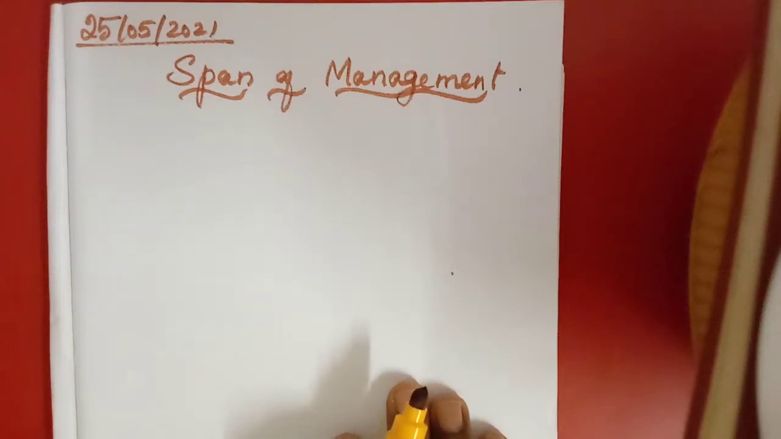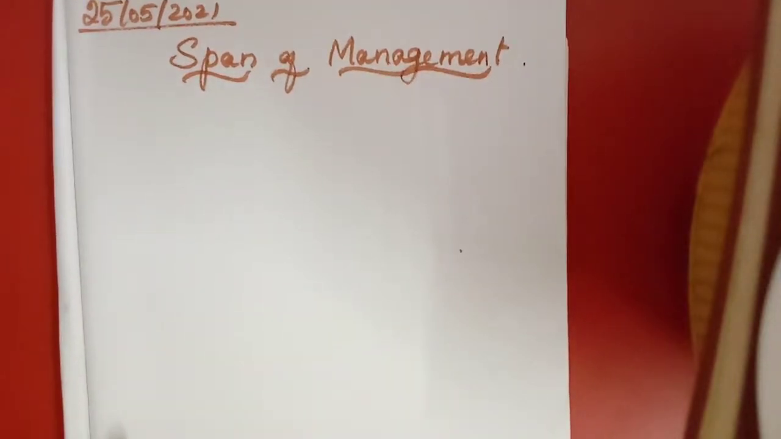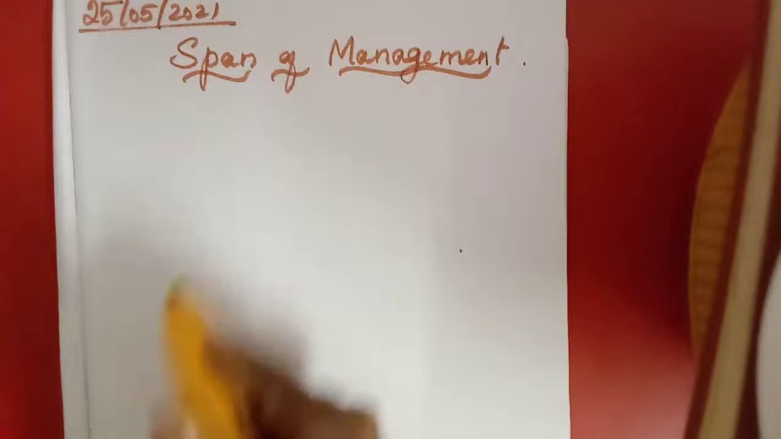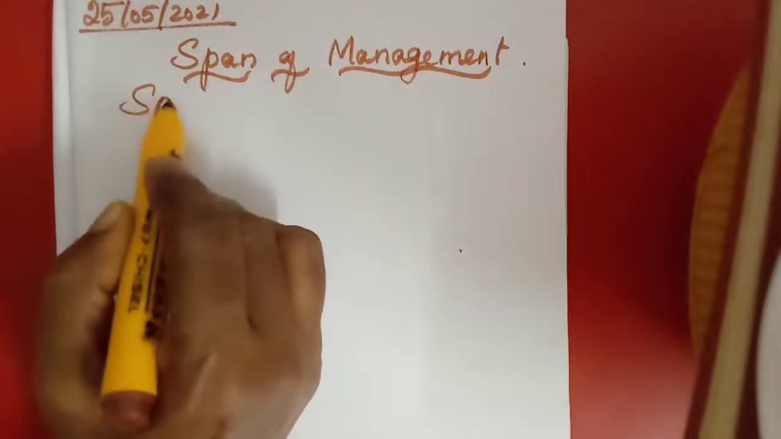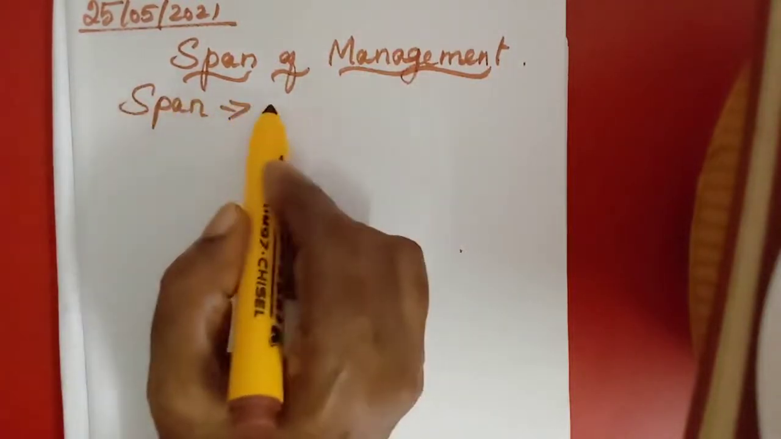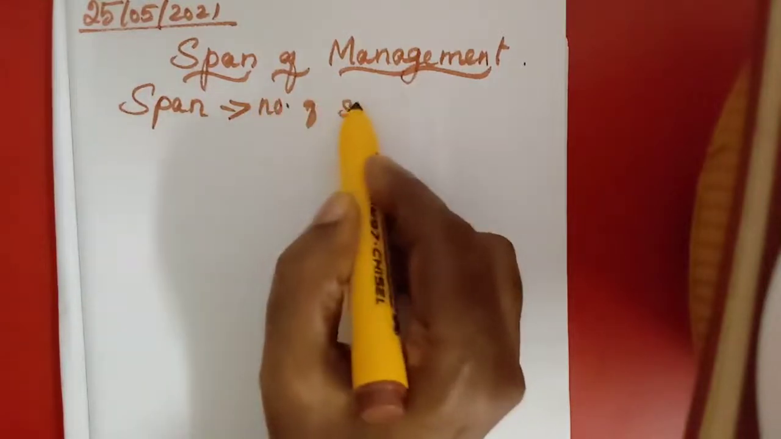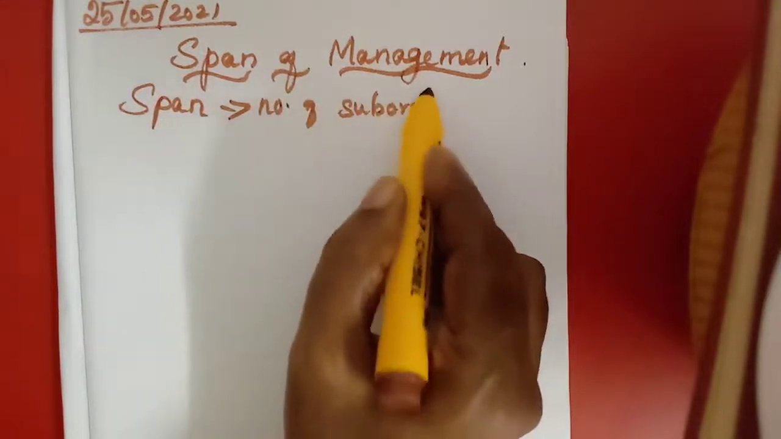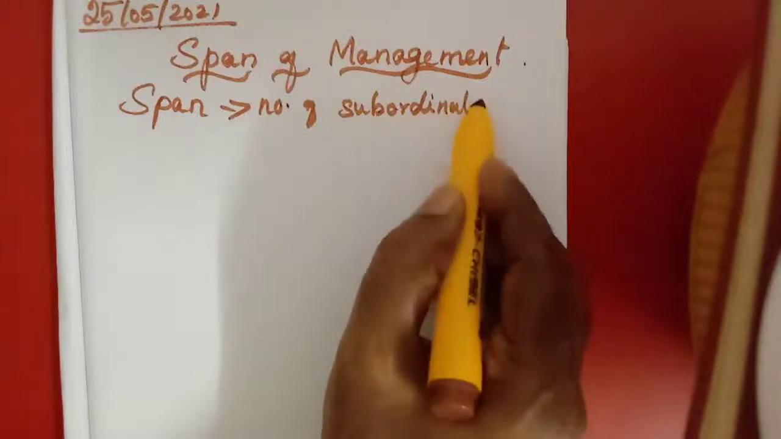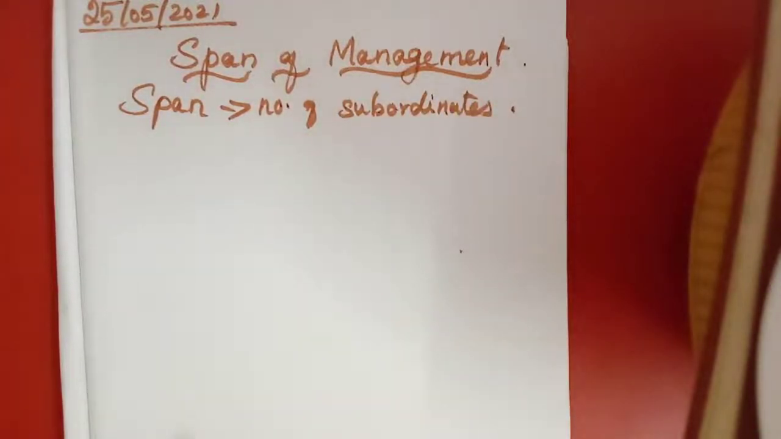So now we will learn about the span of management. What is the meaning of the span of management? How many subordinates does a manager have? That means for how many persons he is responsible. The number of subordinates that a manager has to manage efficiently is called the span of management.